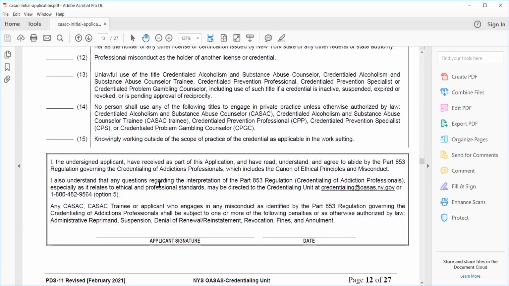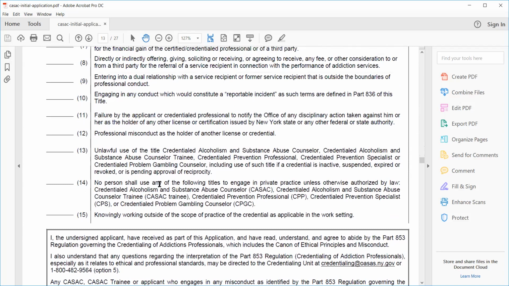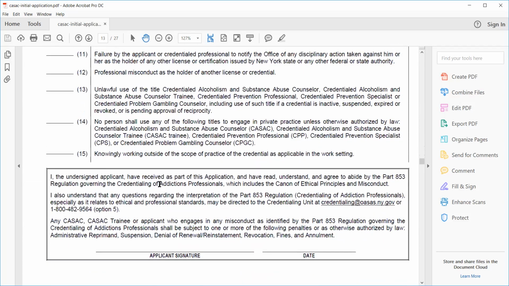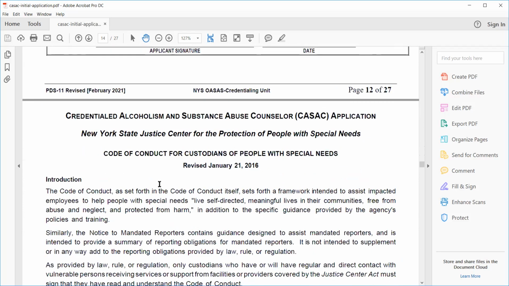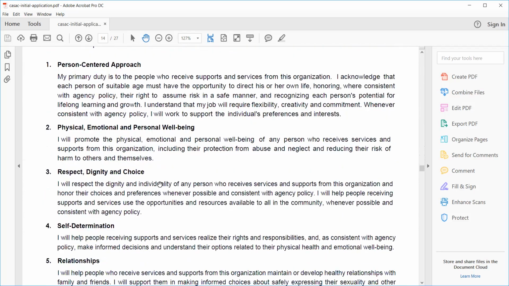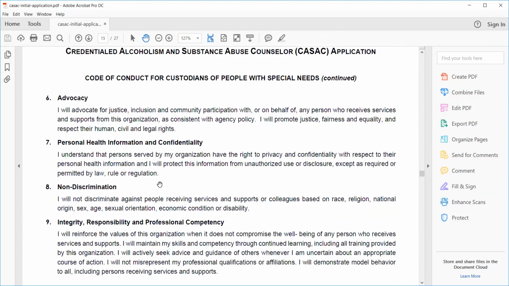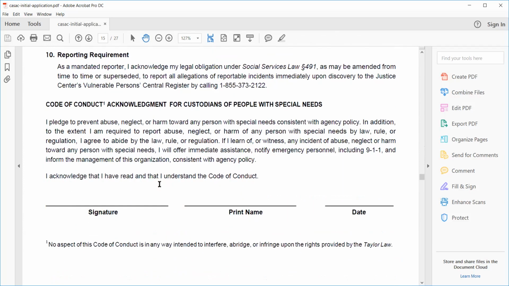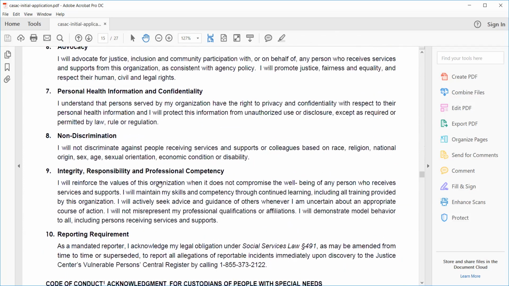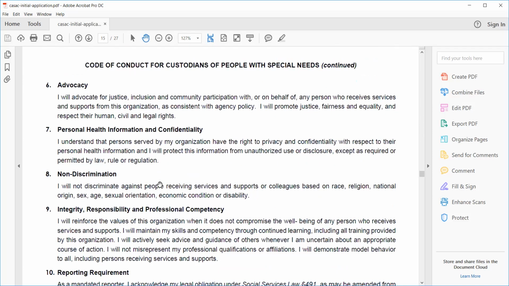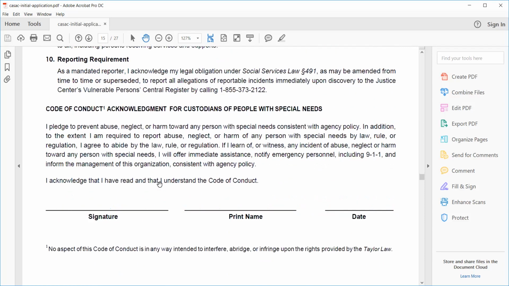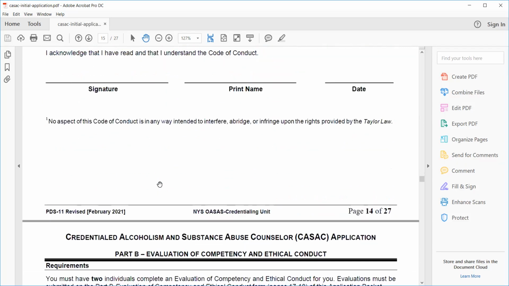So why did Dr. Pickering and I spend so much time talking about ethics? Because OASAS is reminding you of all the ethical practices that you need to follow as a CASAC. All right, and then if we scroll down here a little bit, you need to sign this. Again, this has to do with the code of conduct for people with special needs, and you need to sign off on that.